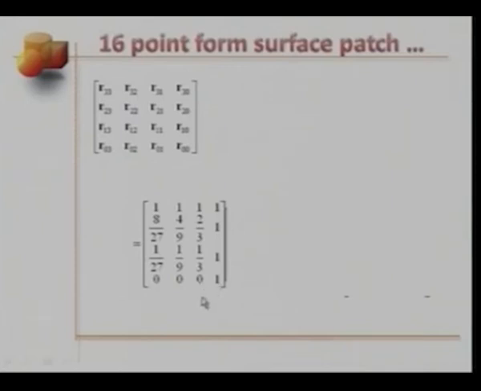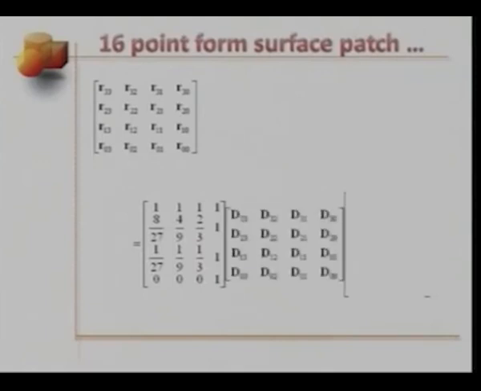Now, if you notice, each row from left to right would correspond to powers of u cubed, u squared, u, and 1. The first row corresponds to u equals 1. The second row corresponds to u equals 2 over 3. The third row is for u equals 1 over 3. And the fourth row is for u equals 0. And then we'll have this 4 by 4 unknown coefficient matrix.